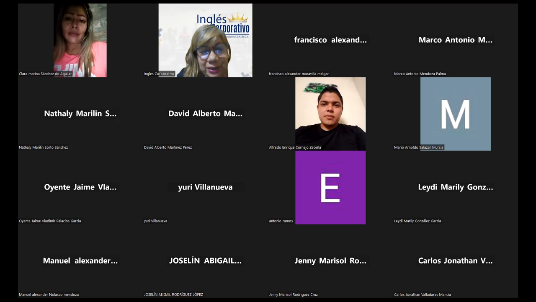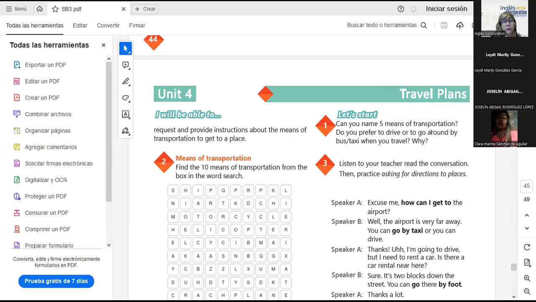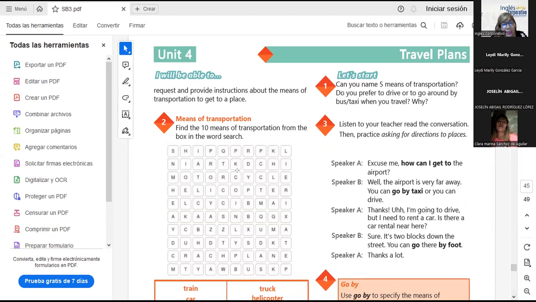Right, guys, there are some exercises there that we are going to do. Okay, here you are. Means of transportation. But first, I sent a video in the WhatsApp about means of transportation. You can watch it if you have doubts, if you don't know what they are. Here we are going to find 10 means of transportation. Trying to find them.